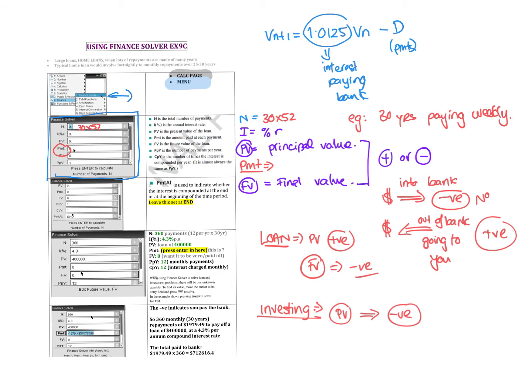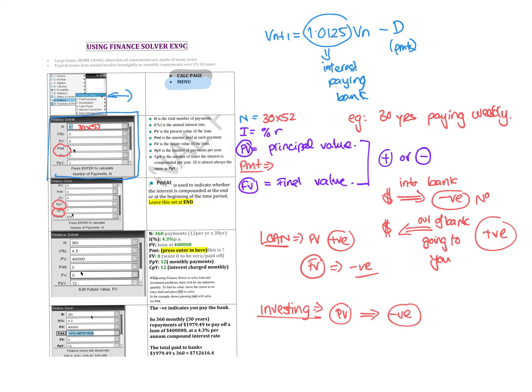And then right down the bottom we see we have CPY and PPY. PPY is what we've been talking about, how many times a year. So if it's monthly, it's 12. If it's quarterly, that number will be 4. The CPY is exactly the same. So in our scenarios, it's exactly the same, all right, in year 12. In real life, it could be different.